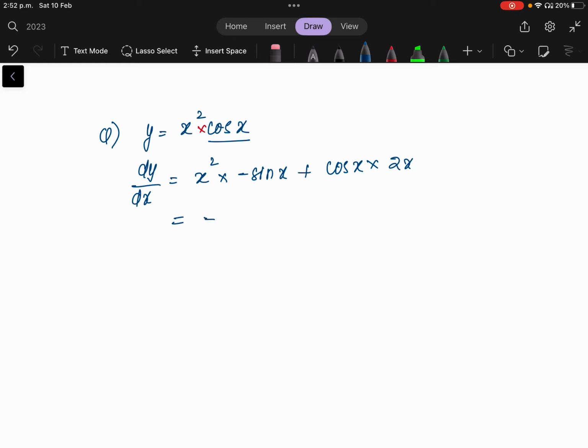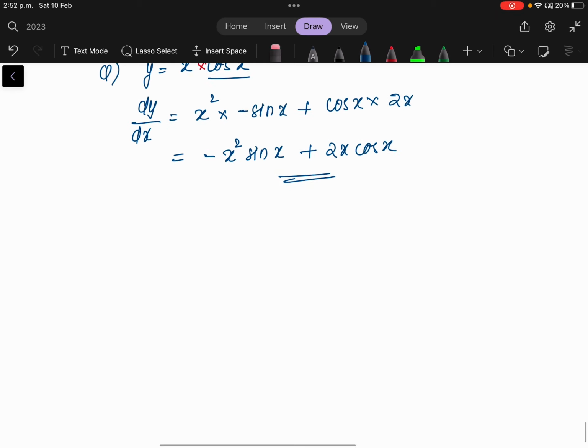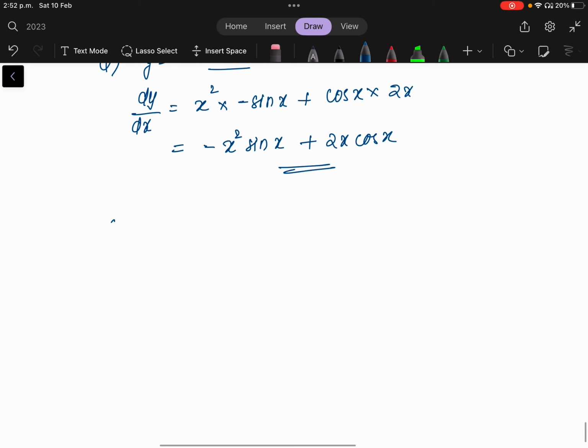So this is minus x squared sine x plus 2x cos x. Okay, you can just interchange it and write it. Even if you write it like this, you will get it.